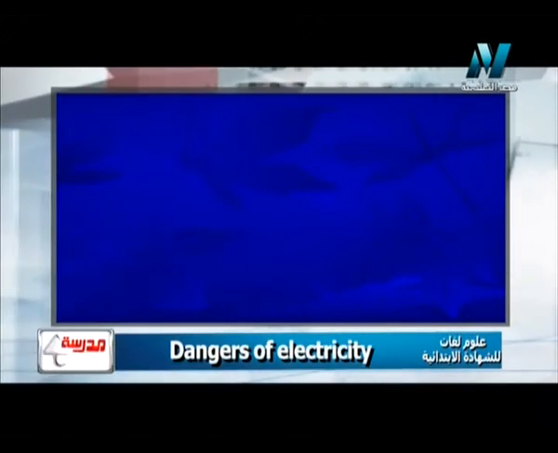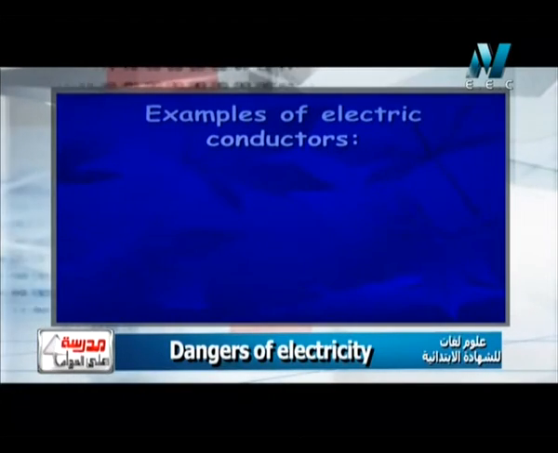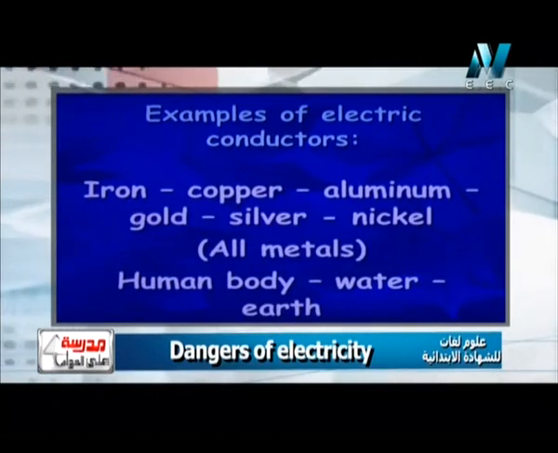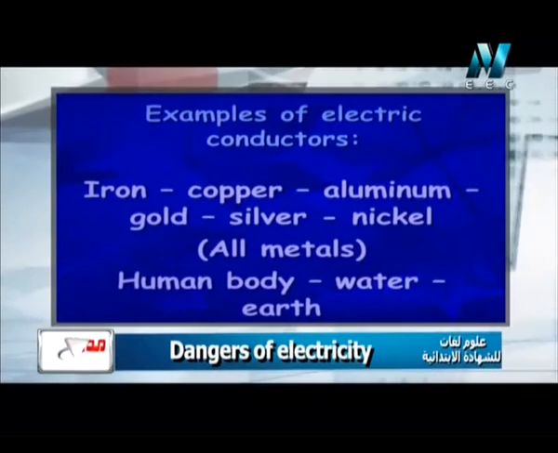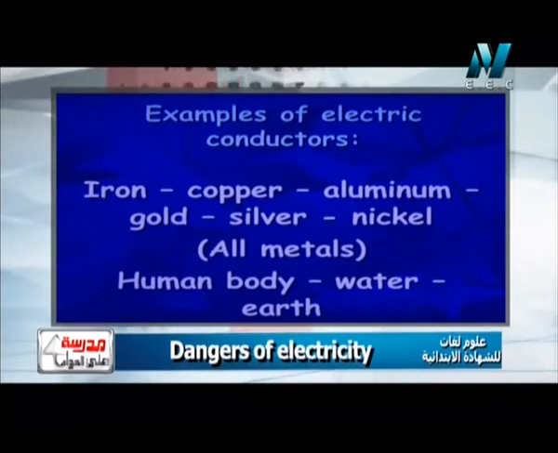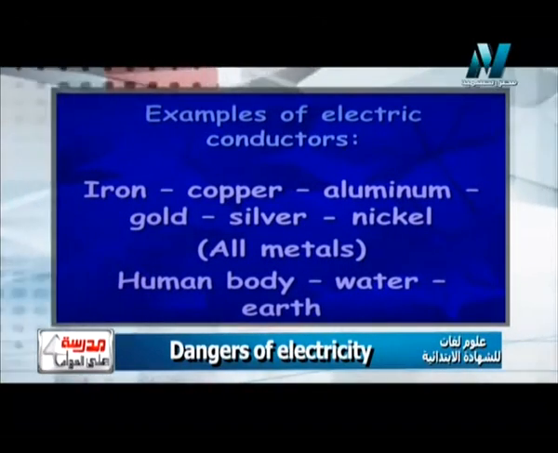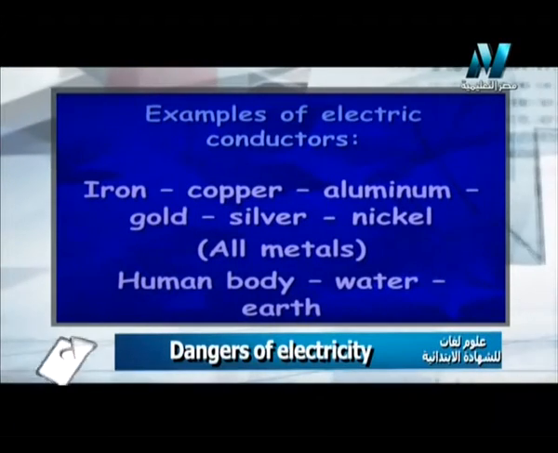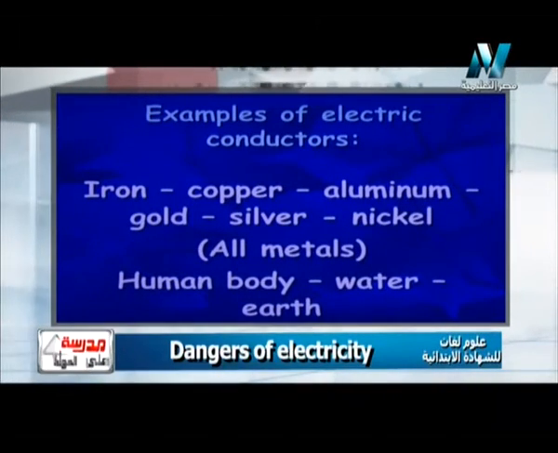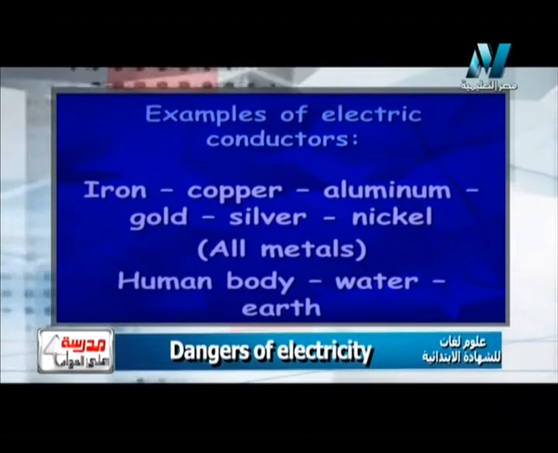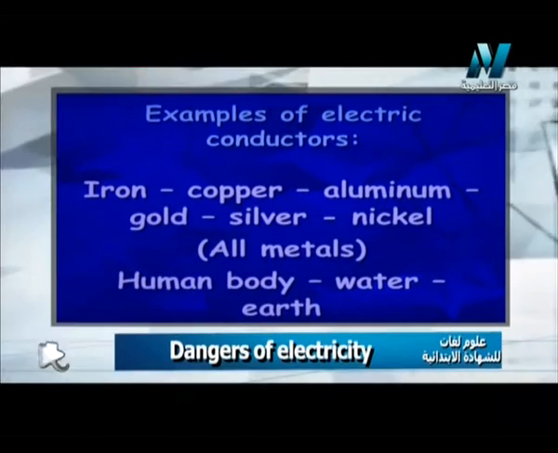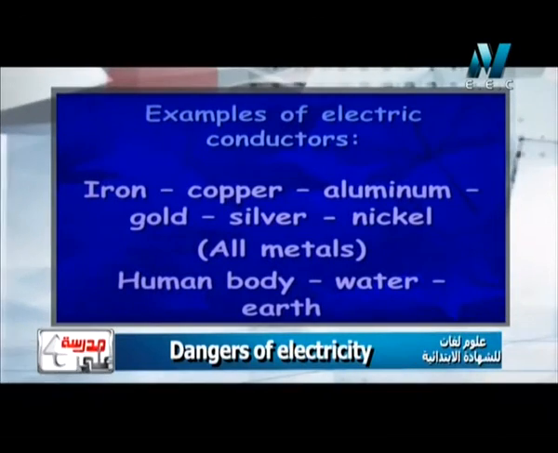So now let's have some examples of electric conductors. We have many examples like iron, copper, aluminum, gold, silver, nickel. So we can summarize all of them as all metals. All metals are good conductors of electricity. Also we have new matters that you will study this semester.